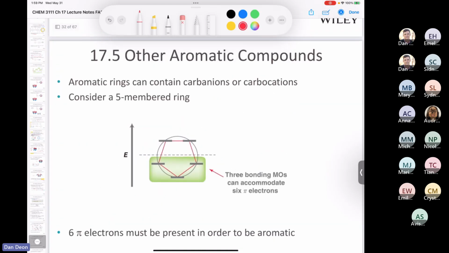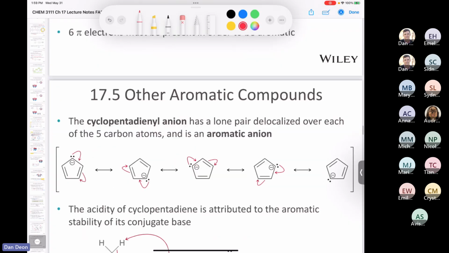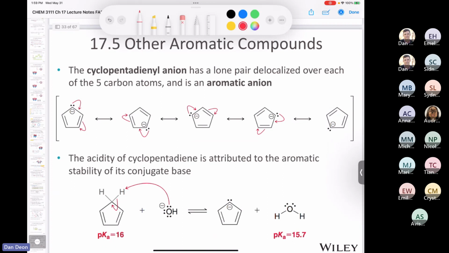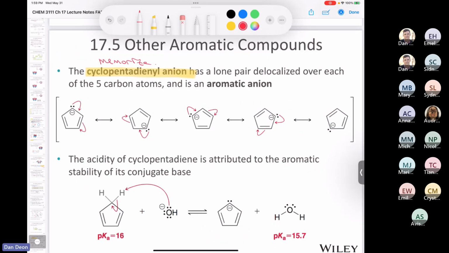Let's take another look at the Frost circles just kind of quickly. It says, could you have a 5-membered ring that's aromatic? Well, hell yeah, right? If you had 6 electrons in bonding MOs, then yeah, it's aromatic. That would work, sure. So what might be some examples of that? Here is a very specific example I want you to memorize, okay? I'm going to put here, memorize what we call the cyclopentadienyl anion. Check this out.